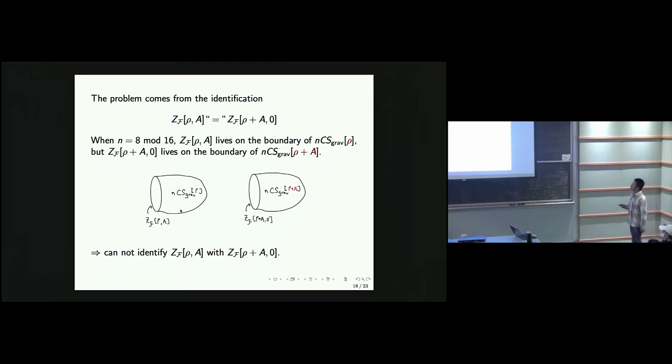On the other hand, if you look at the right-hand side of this equation, this partition function lives at the boundary of the gravitational Chern-Simons term, but it depends on another spin structure, where the spin structure is shifted. So you cannot identify these two partition functions, which are the states in these two invertible theories, because they live on the boundary of two different invertible theories, because in the bulk the gauge fields are different. So you cannot identify them.